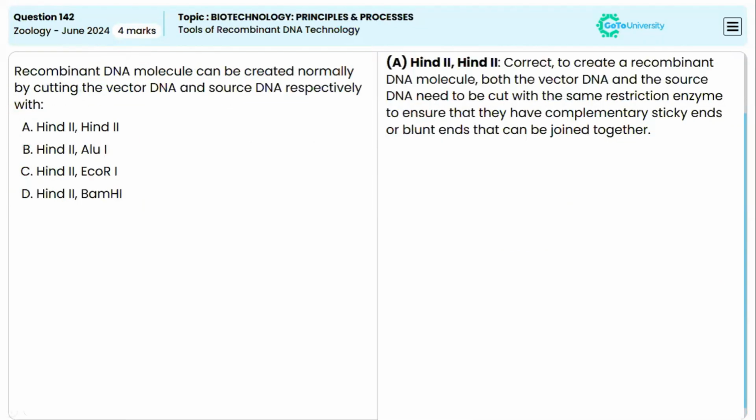Now, moving to the next question from June 2024. Recombinant DNA molecule can be created normally by cutting the vector DNA and the source DNA respectively with what? Here the answer will be option A, the same enzyme, because we know that to create a recombinant DNA, both the vector DNA and the source DNA need to be cut with the same restriction enzyme, so that they have complementary sticky ends or blunt ends that can be joined together.